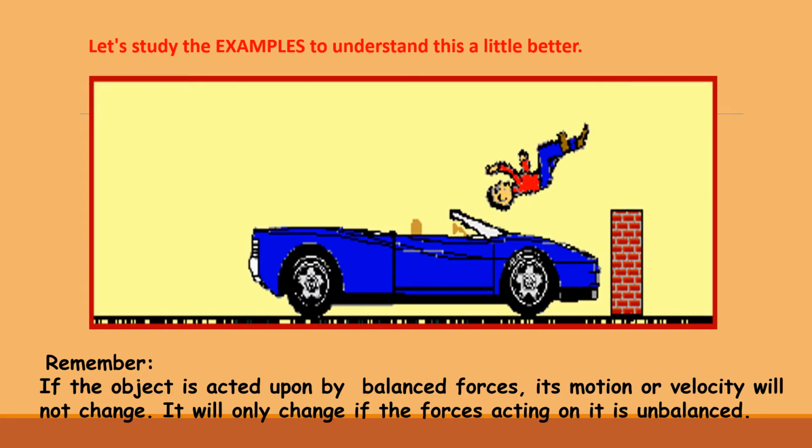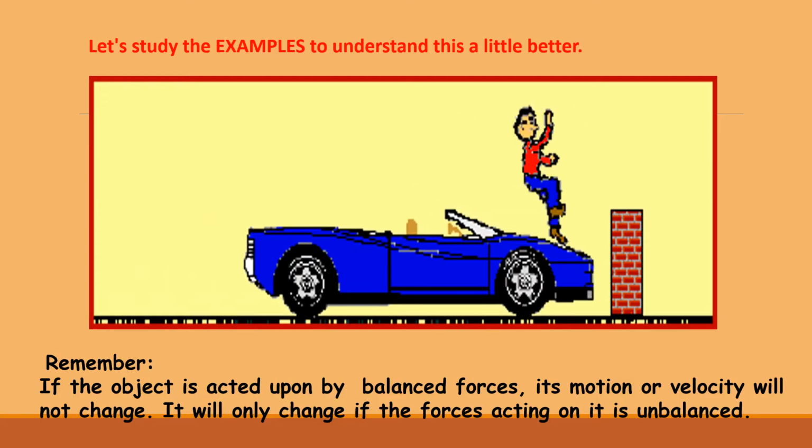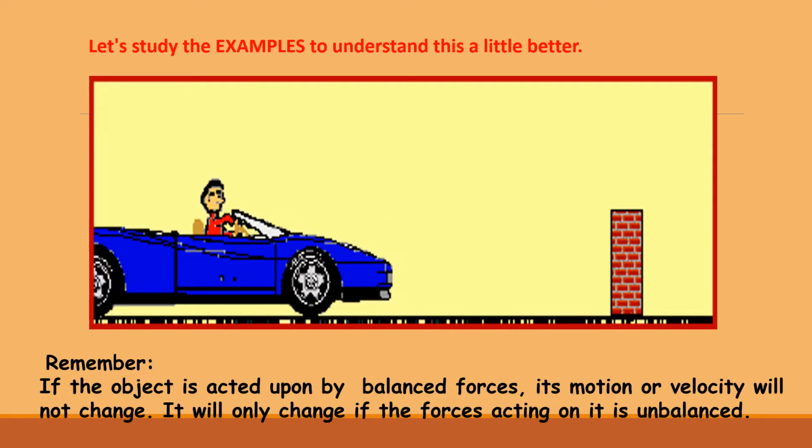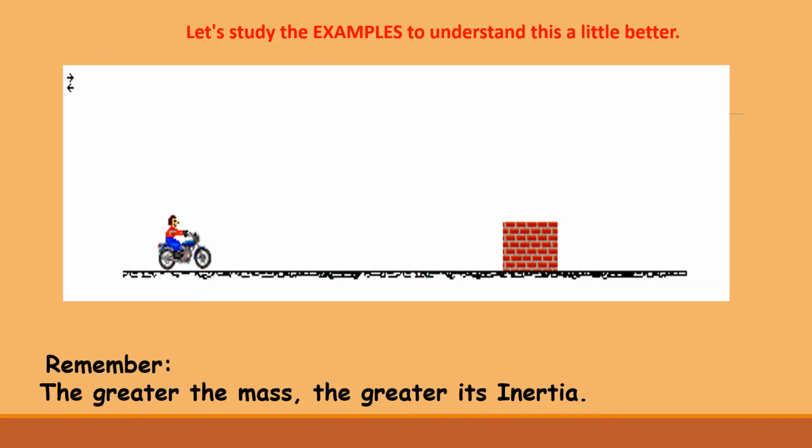Let us also observe this example. Remember that if the object is acted upon by balanced forces, its motion or velocity will not change. It will only change if the forces acting on it are unbalanced. Another example is the motor rider. The motor rider will change its state of motion because of the barrier. Remember that the greater the mass, the greater its inertia. So inertia and mass are directly proportional to each other. An object with a greater mass has a greater resistance to change in motion because it has greater inertia.